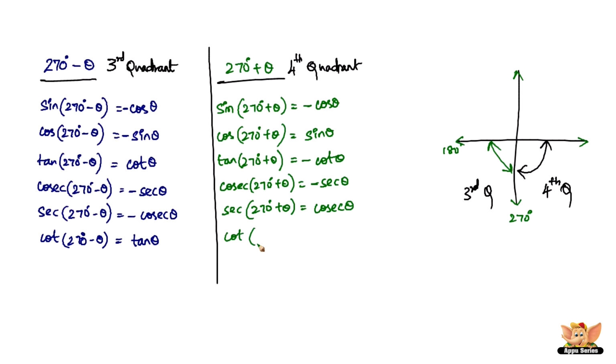And then we've got the cot of 270 degrees plus theta. Cot is negative in the fourth quadrant, therefore it's going to be minus tan theta. Cot is going to change to tan. So this ends the 270 series, and we've just got one left, which is 360. We'll quickly solve that in the next new sheet.